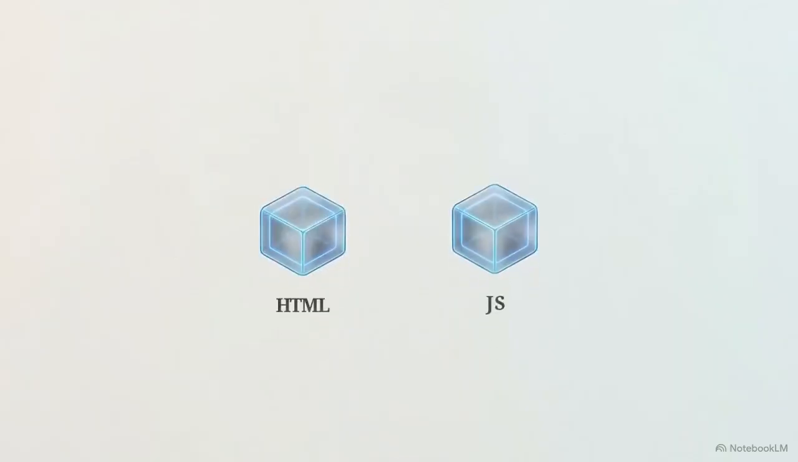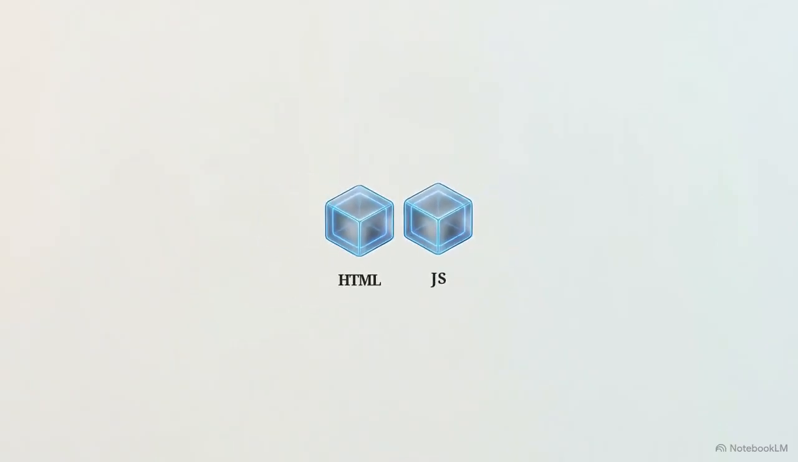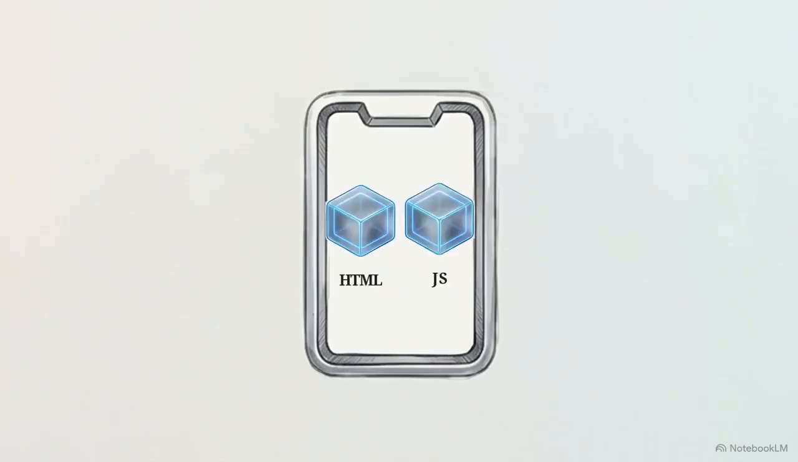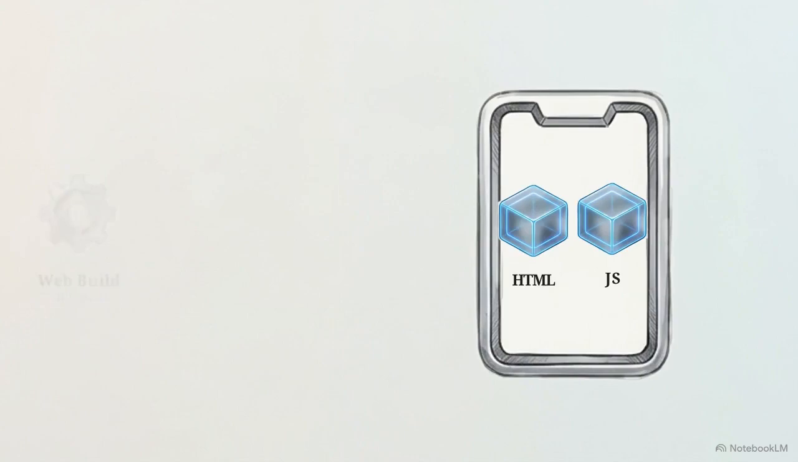To get that web app onto a phone, we use a translation layer called Capacitor. It takes your standard HTML and JavaScript and completely envelops it inside an outer native iOS shell. Go to your terminal to initialize Capacitor and add the iOS platform. This generates a distinct iOS folder containing a complete Xcode project.